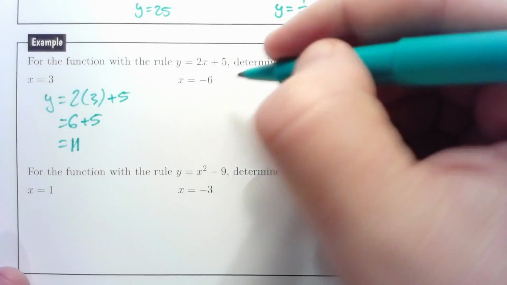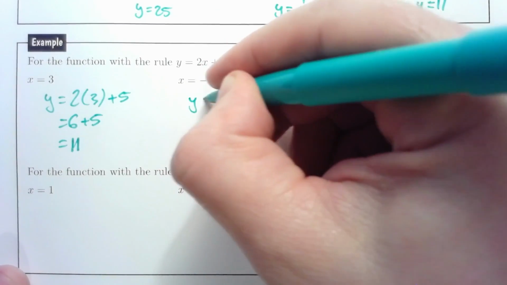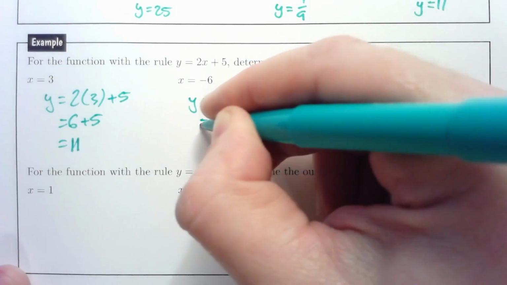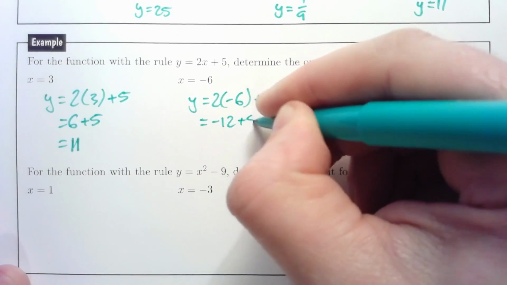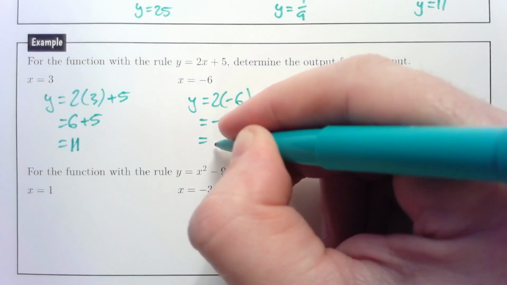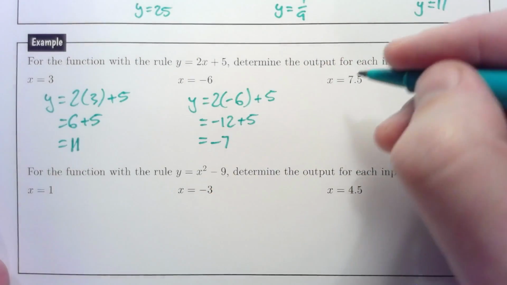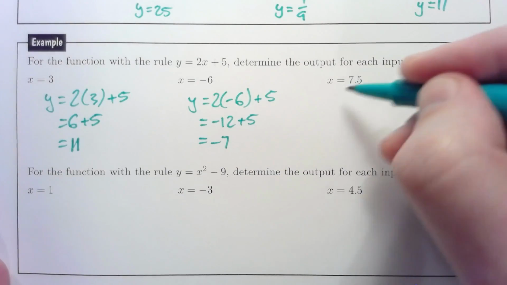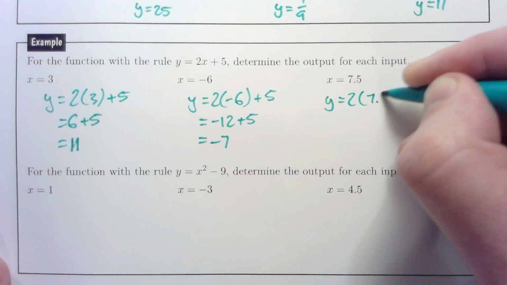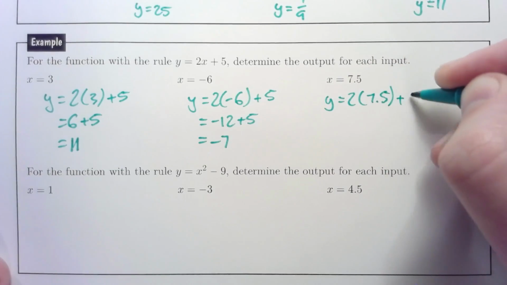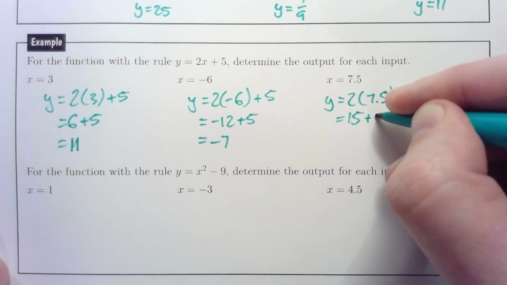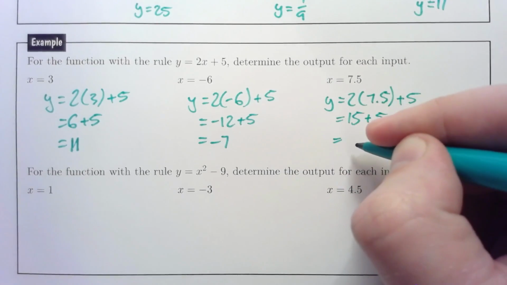For the next input, x equals negative 6. So y is equal to 2 times negative 6 plus 5. 2 times negative 6 is negative 12. And negative 12 plus 5 is negative 7. Then we have x equals 7.5. So y equals 2 times 7.5 plus 5. 2 times 7.5 is 15. And 15 plus 5 is 20.